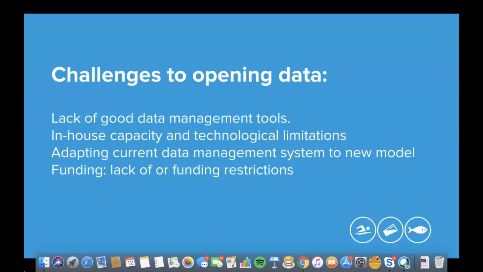It's been pretty difficult for some health units and programs to adapt current data management systems to a new model. Moving from what they've done for 10, 20 years to a new system is a tall order, and it requires funds, it requires people. And funding, again, I'm going to keep going back to this. There's a lack of funding, or there are funding restrictions on data management itself.